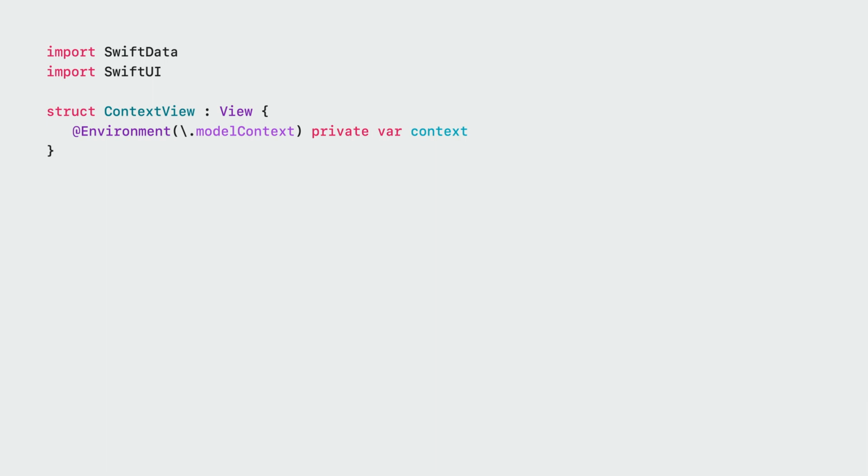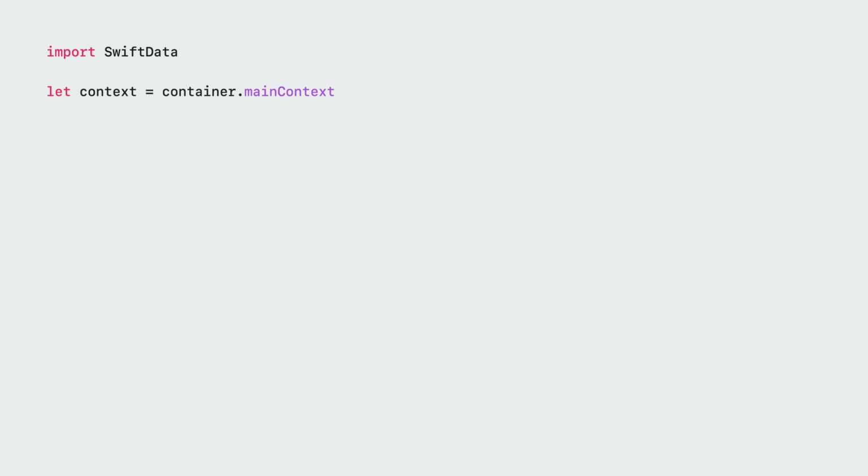In SwiftUI, you'll generally get the model context from your views environment after you create your model container. Outside the view hierarchy, you can ask the model container to give you a shared main actor bound context. Or you can simply instantiate a new context for a given model container. Once you have a context, you're ready to fetch data.